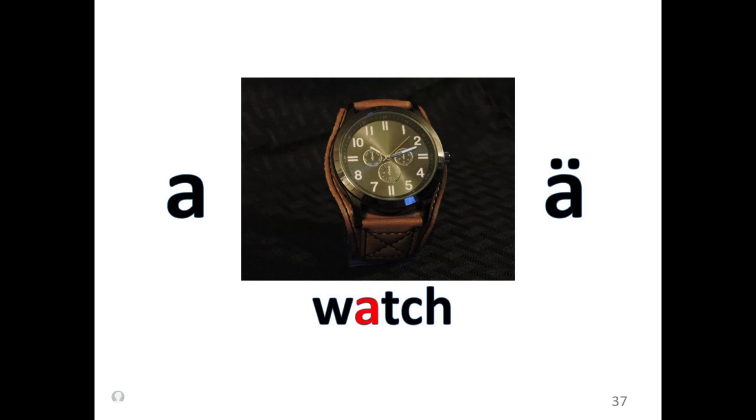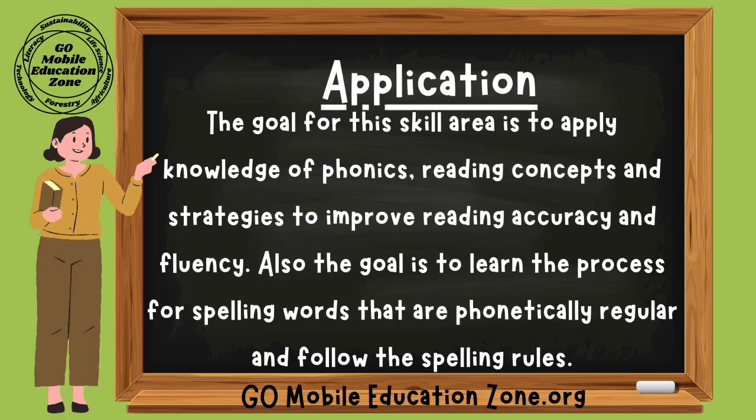We will code the A with a dieresis, which is those two dots on top of the letter A. We place a dieresis over an A when it's pronounced ah. Let's code and read some words.